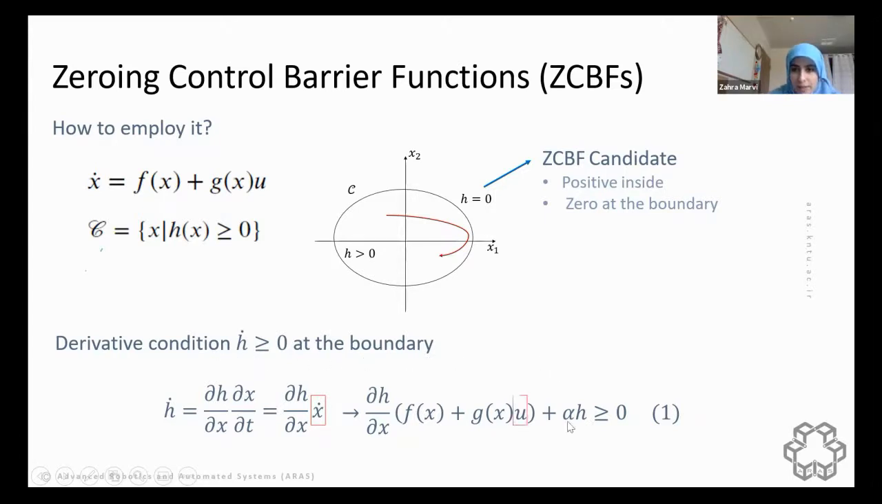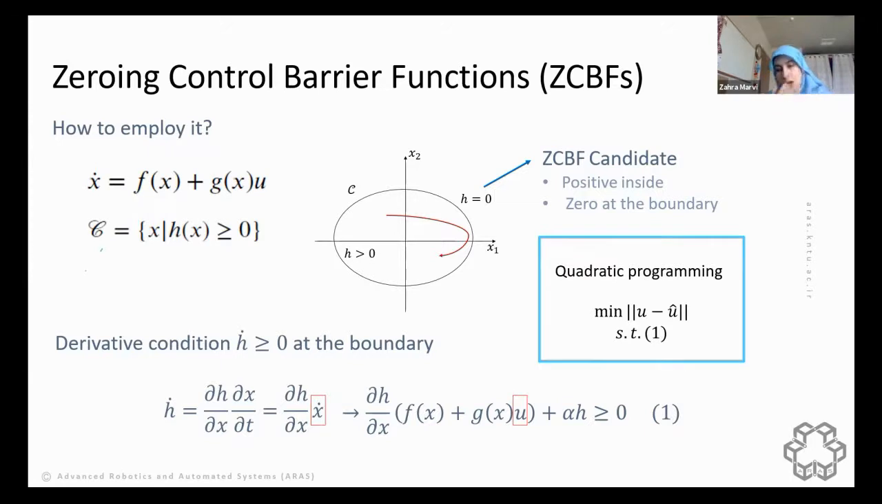And as you see here, u appears here. So here is the point that it gives us the control, it gives us the power to make sure that this constraint is satisfied, because we can control u and we can design it such that this criterion is satisfied. Then by designing a proper control input, we can make sure that our safe set is forward invariant.